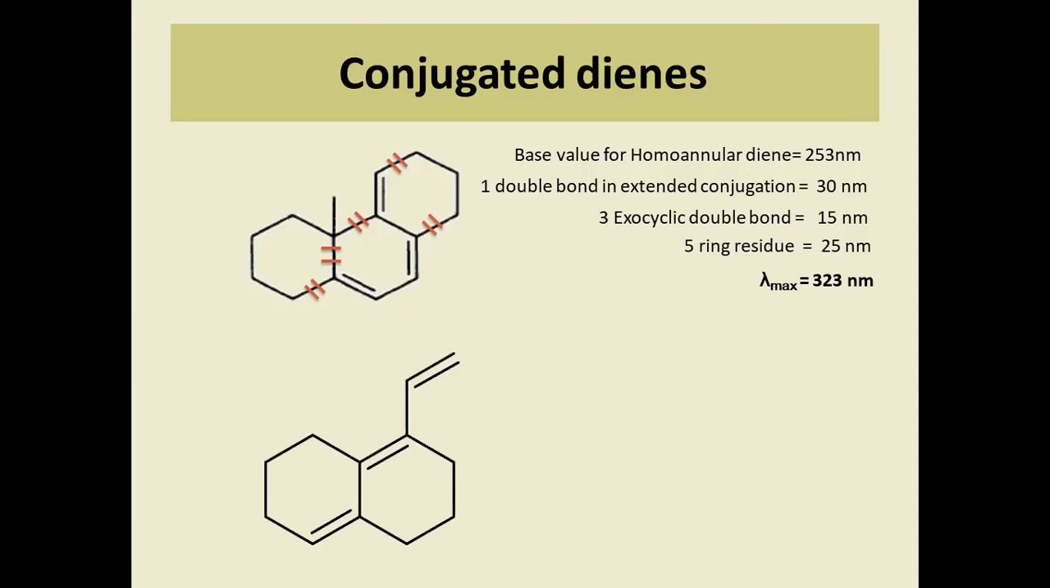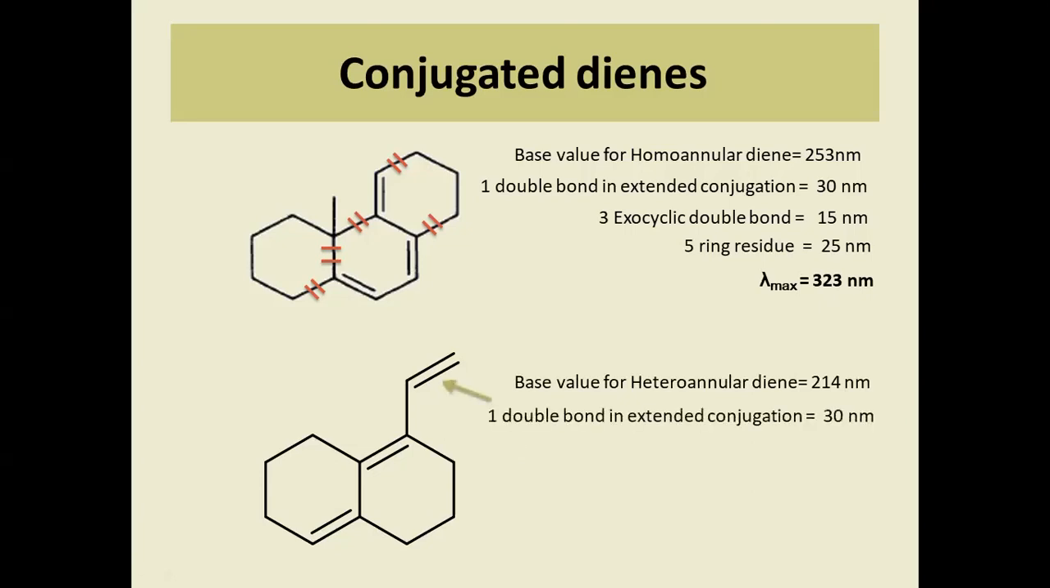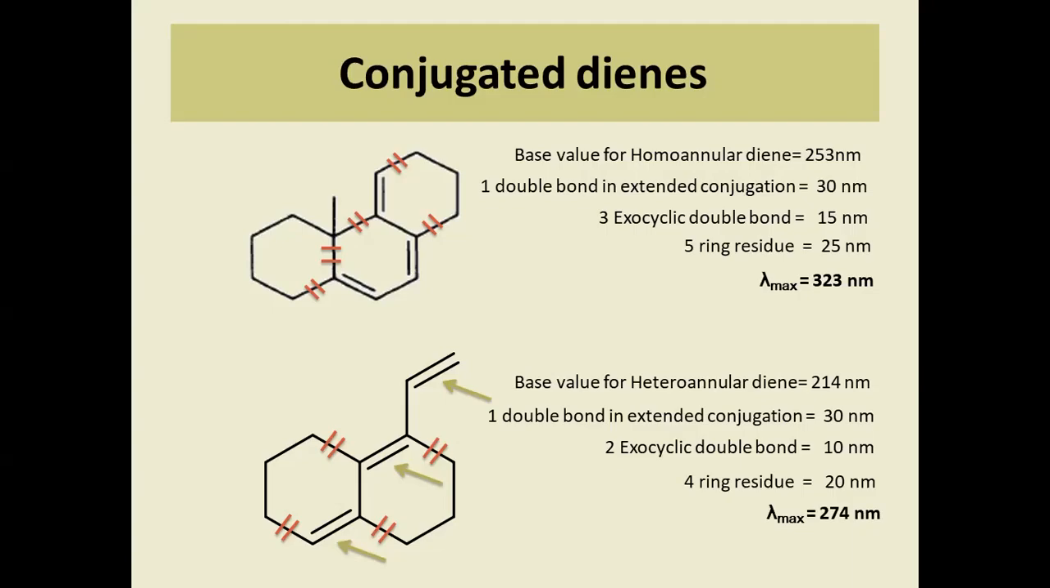This is one more example where you have 3 double bonds, but they are all transoid double bonds. So this is a heteroannular diene. So the base value will be 214 nanometer. One double bond in extended conjugation will contribute 30 nanometer. And there are two exocyclic double bonds present, so 10 nanometer increment. And there are 4 ring residues, so that will contribute 20 nanometer. So the maximum wavelength will be equal to 274 nanometer for this compound.